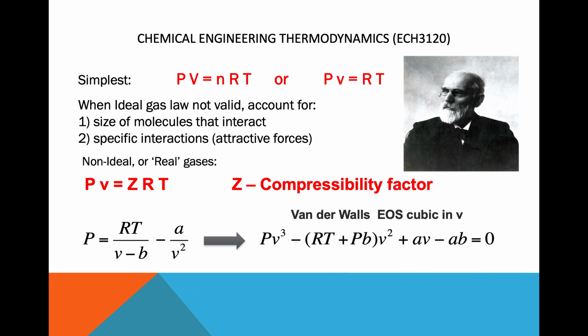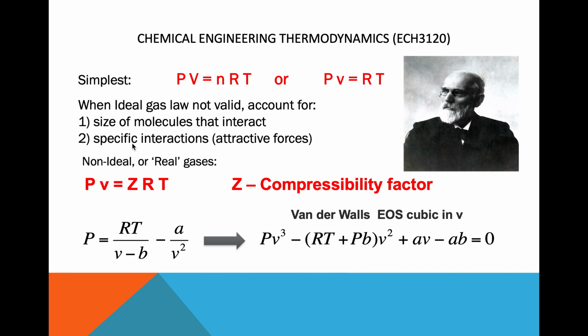And then this is Van der Waals. He is the person that introduced additional terms next to the ideal gas, because we know that the simplest is PV equals RT, or PV equals nRT, but the ideal gas law is not valid when we account for the size of molecules that interact and the specific interactions whereby there are attractive forces. So it is called non-ideal or real gases.